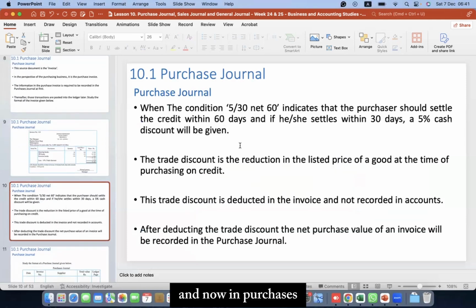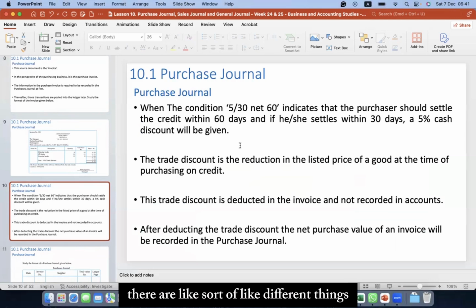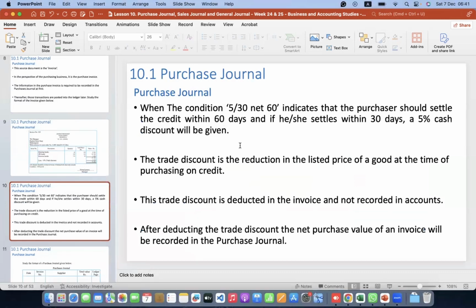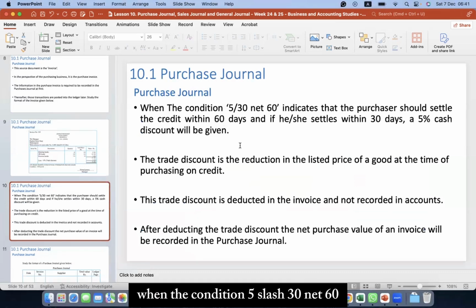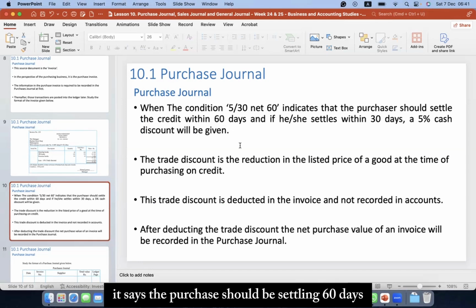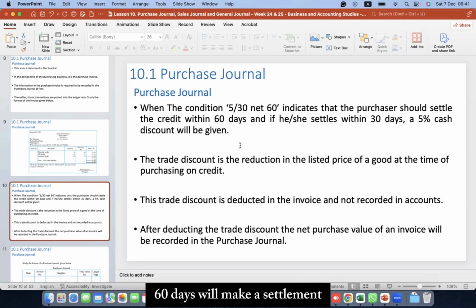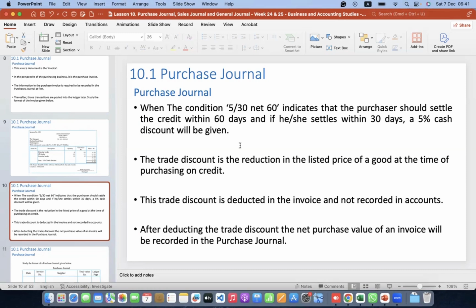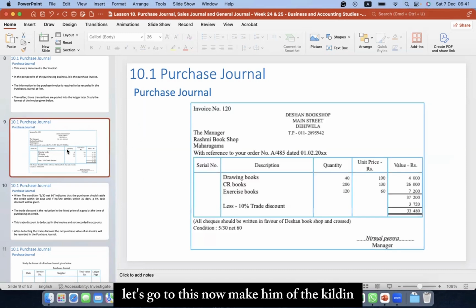Now in purchases there are different terminologies that they use. When a condition such as 5/30 net 60 is given, it indicates that the purchase should be settled in 60 days. And if they settle in 30 days, they will receive a 5% discount. Then for example, let's go to this.